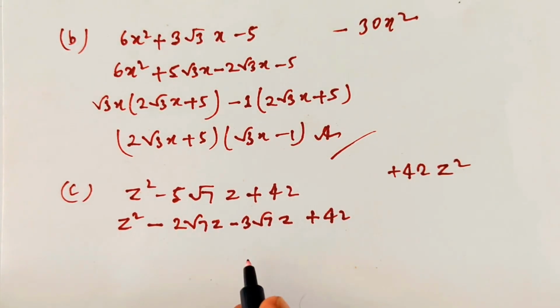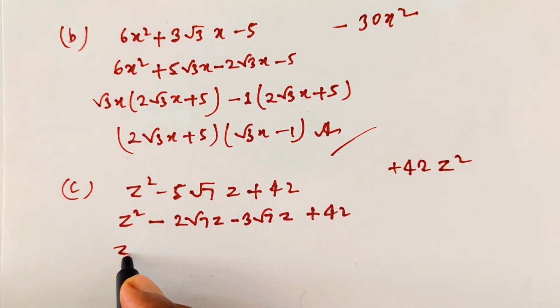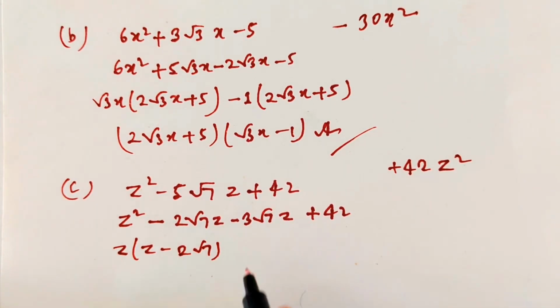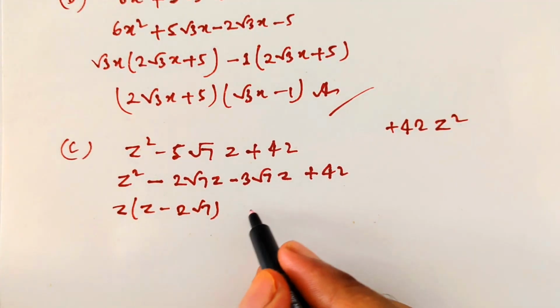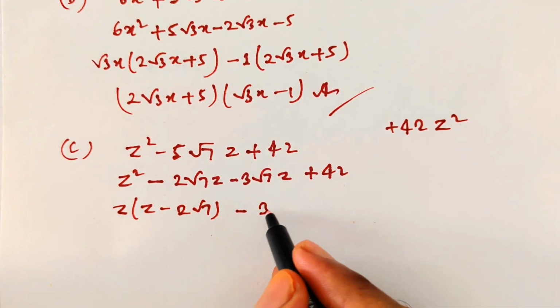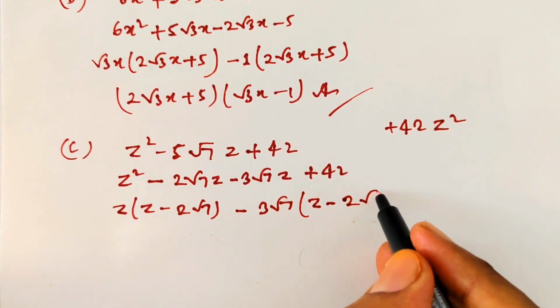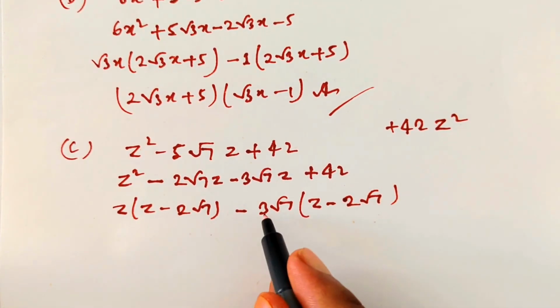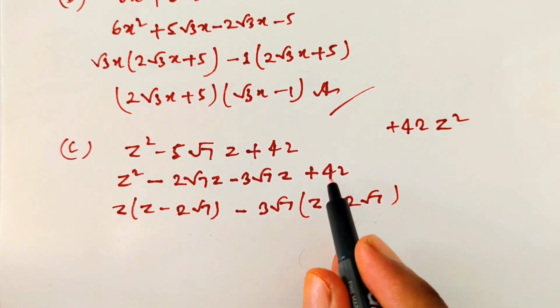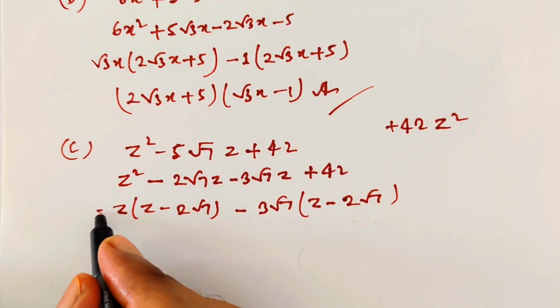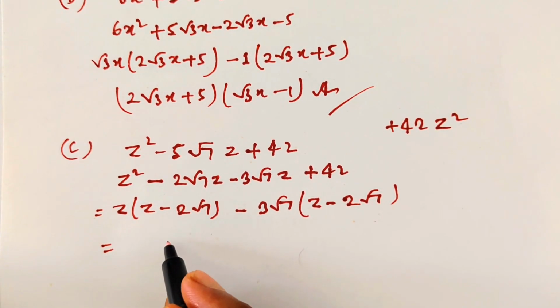Let's take the common factor from these two terms, so z here: z minus 2 root under 7. And if you take 3 root under 7 common from these two terms, you will get z minus 2 root under 7. If you multiply 3 root under 7 and 2 root under 7, it will come to plus 42. So am I right? This is the way to check and satisfy yourself.